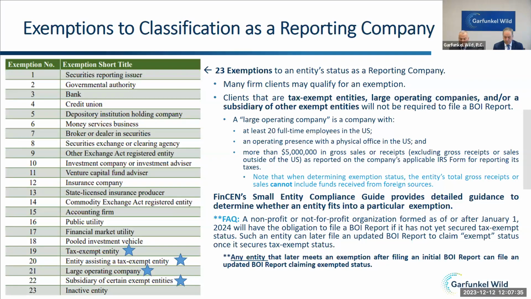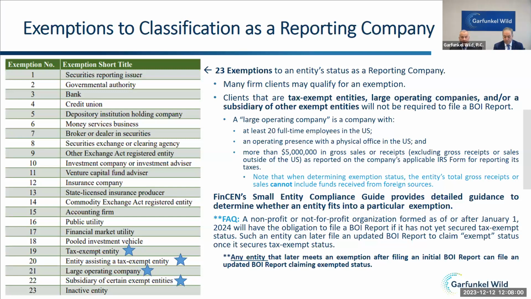Now, a large operating company is a company with at least 20 full-time employees in the United States, an operating presence with a physical office in the United States, and more than $5 million in gross sales or receipts, but excluding gross receipts or sales derived from outside the United States. So note that when determining an exemption status, the entity's total gross receipts or sales cannot include funds received from foreign sources.